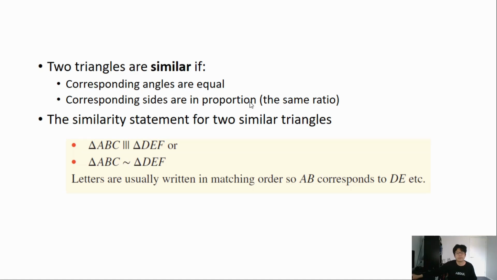Alright, so let's start us off by defining what it means for two triangles to be similar. Two triangles are similar if corresponding angles are equal, and if corresponding sides are in proportion, or the same ratio. The similarity statement for two similar triangles is these lines here. Remember from last lesson, ABC similar to DEF. We can show that by those three straight vertical lines there, or we can use that squiggly line. And these letters are usually written in matching order, so AB corresponds to DE. So we've gone through a bit of this in previous lessons, so you guys should know what it is by now. If you're not quite sure yet, just feel free to ask your teacher at any time.